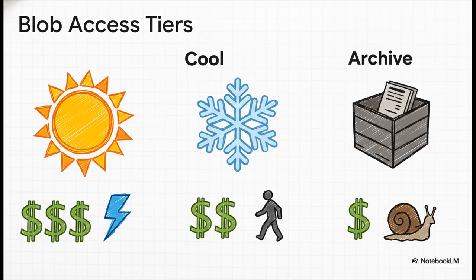Then you have the cool tier. This is for stuff you access less often, maybe monthly invoices. It's cheaper to store, but costs a little more to actually read. And finally, there's the archive tier. This is for data you almost never touch, like long-term legal backups. It is dirt cheap to store, but retrieving it can take hours.